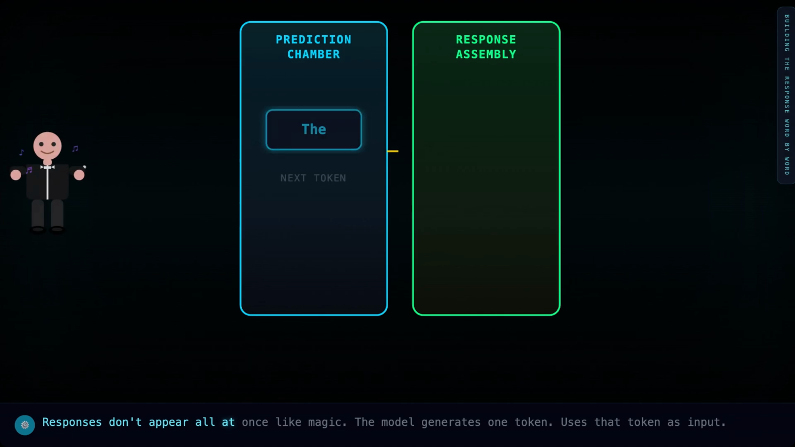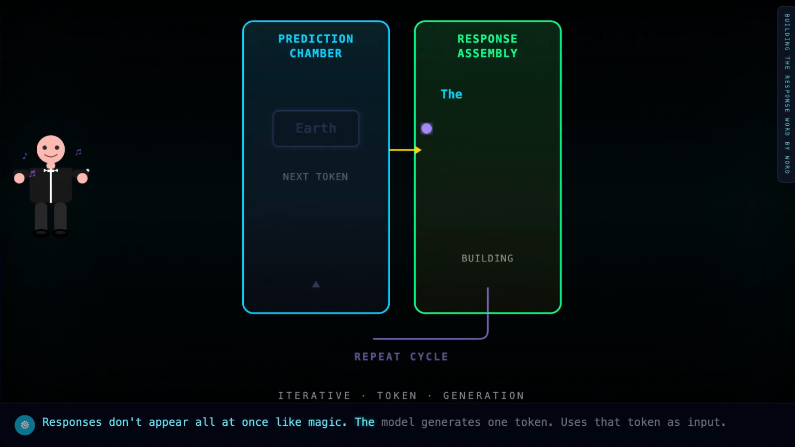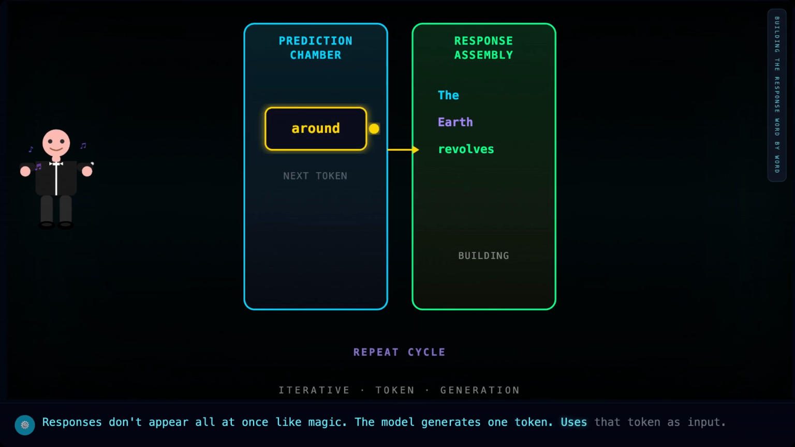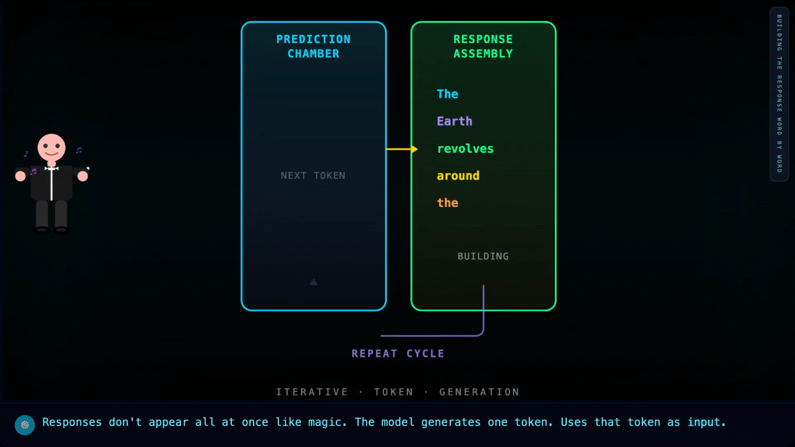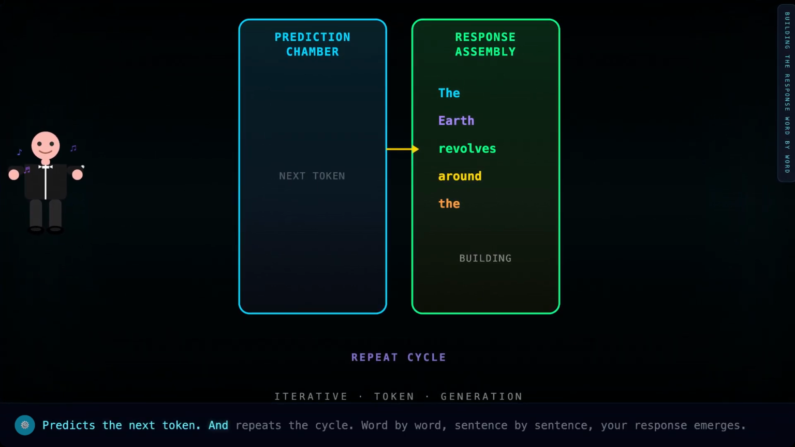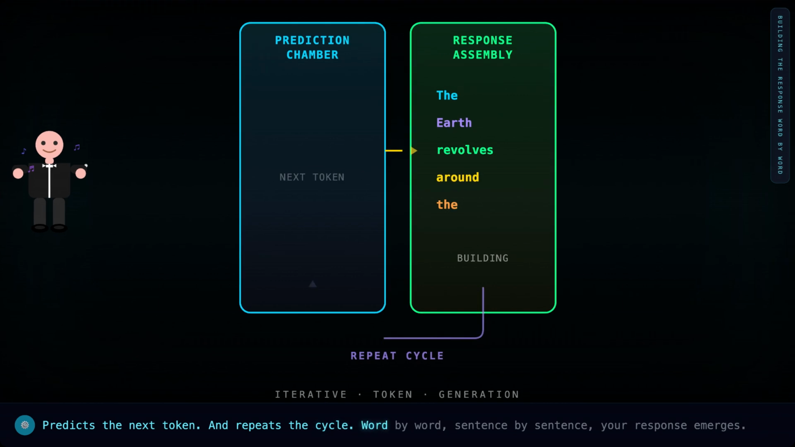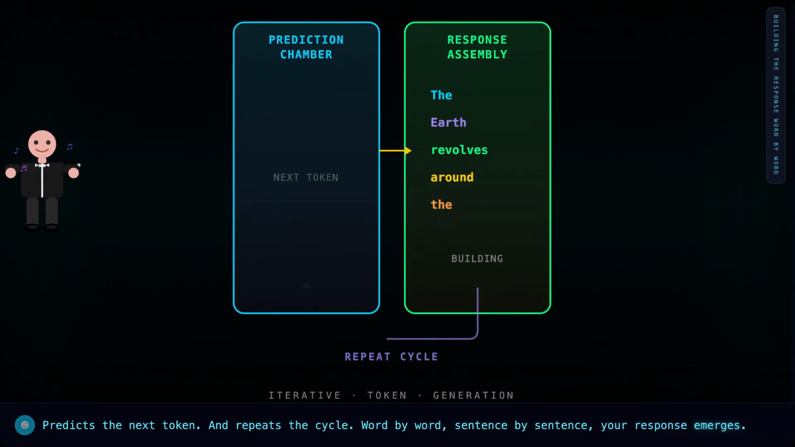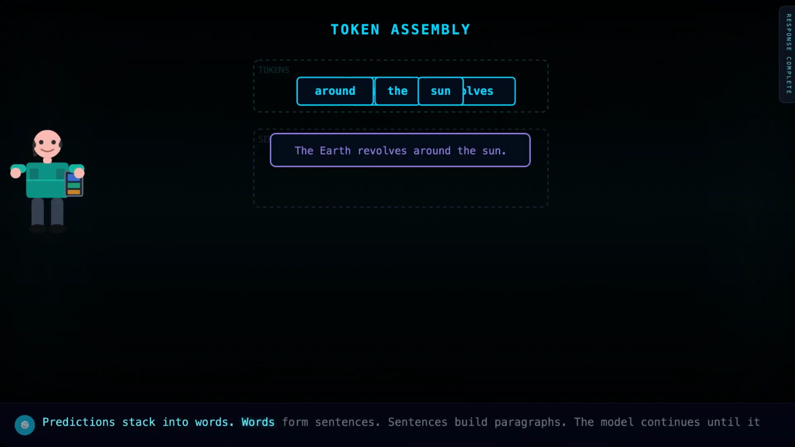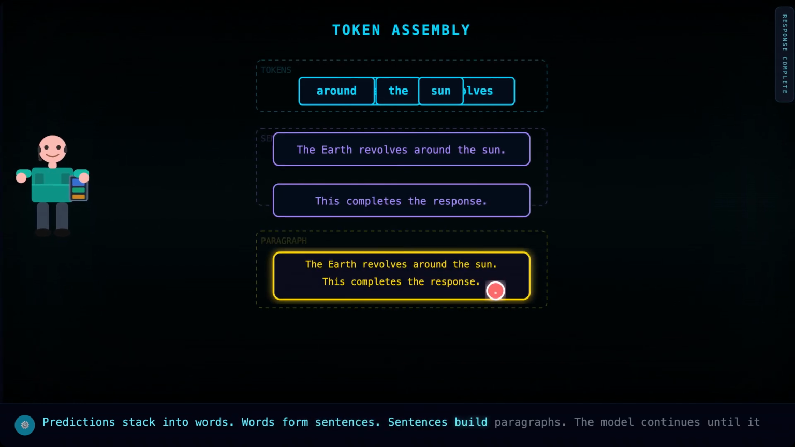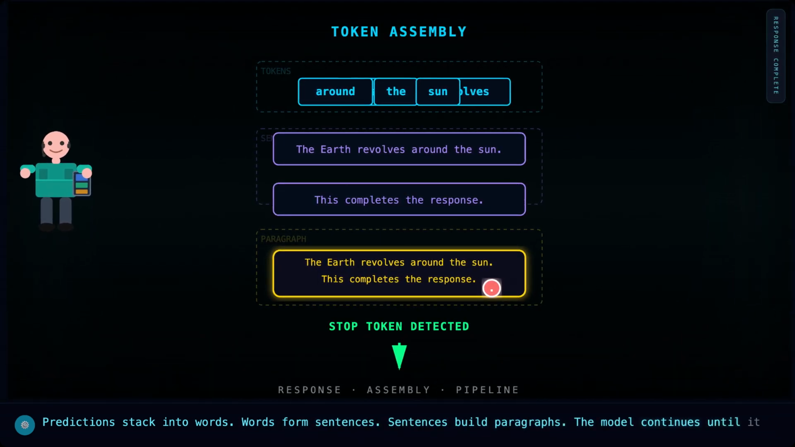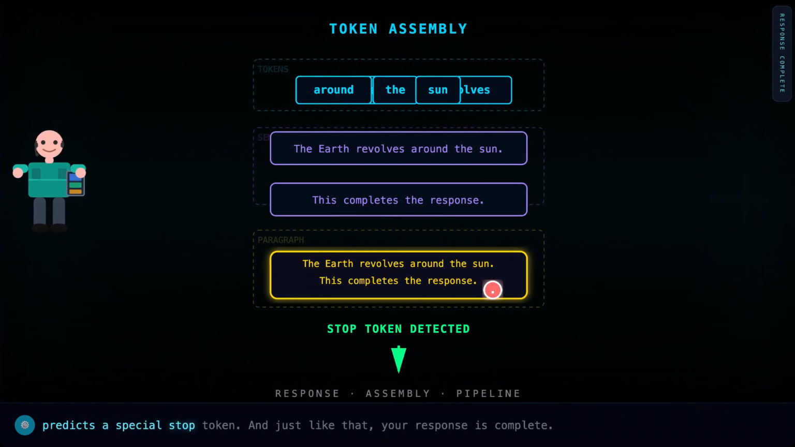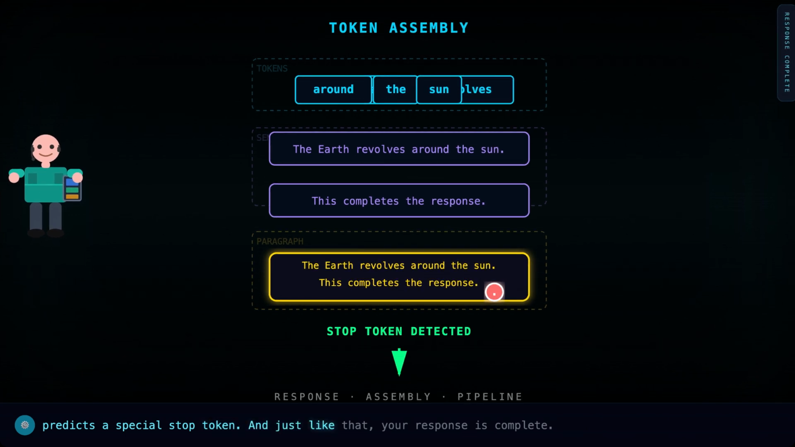Responses don't appear all at once like magic. The model generates one token, uses that token as input, predicts the next token, and repeats the cycle. Word by word, sentence by sentence, your response emerges. Predictions stack into words. Words form sentences. Sentences build paragraphs. The model continues until it predicts a special stop token. And just like that, your response is complete.